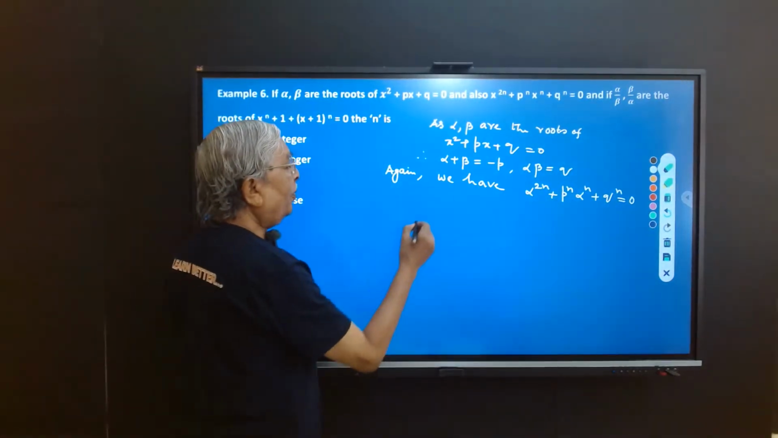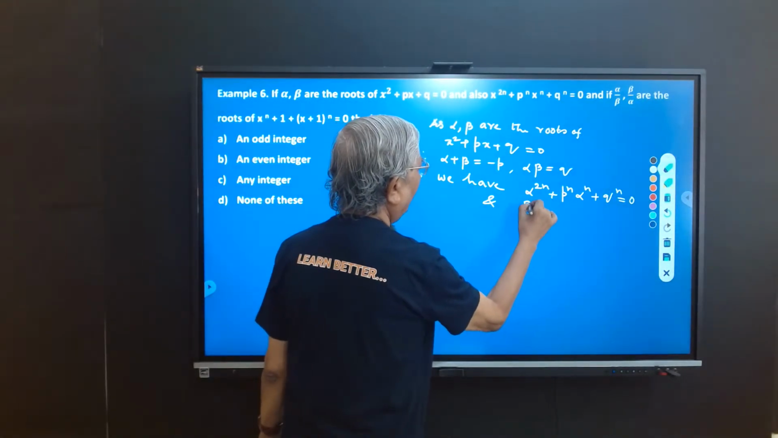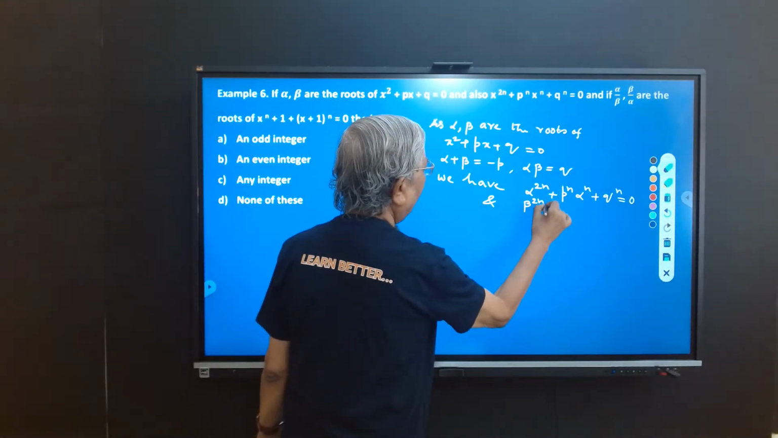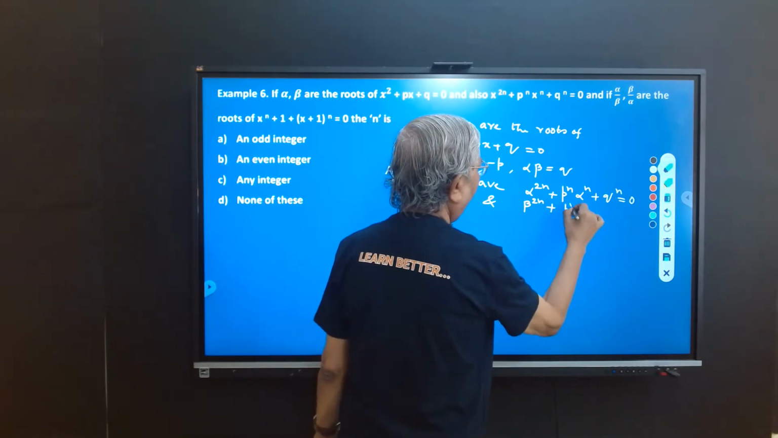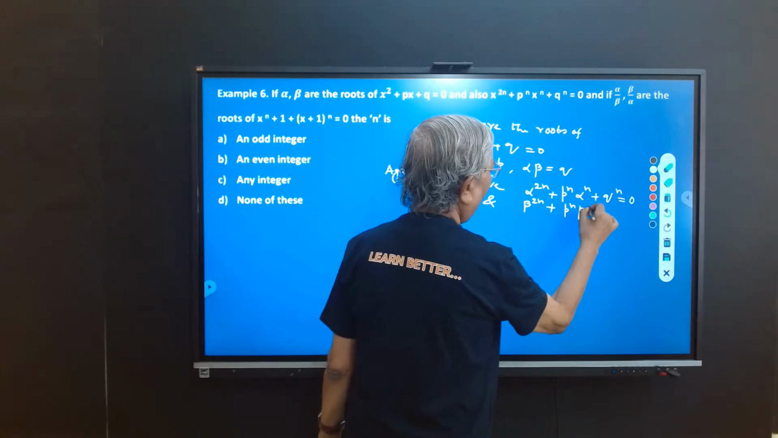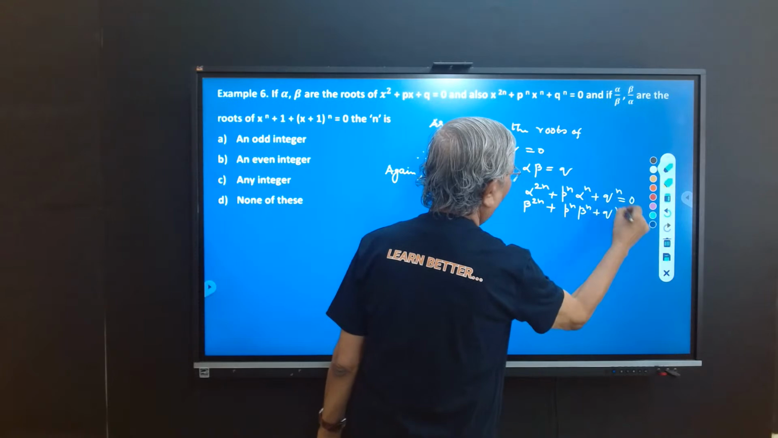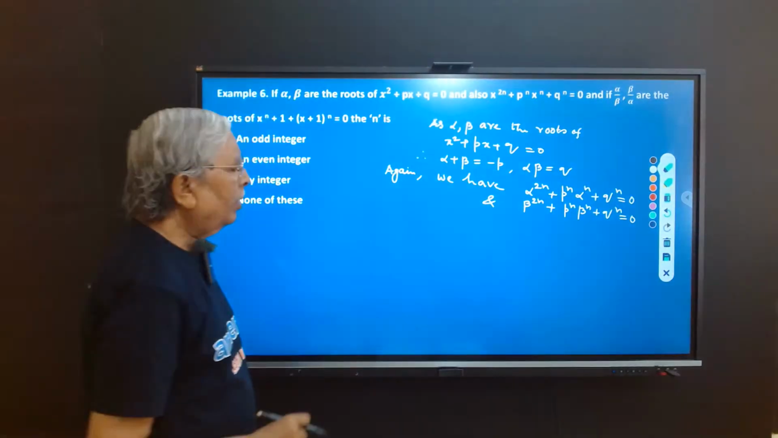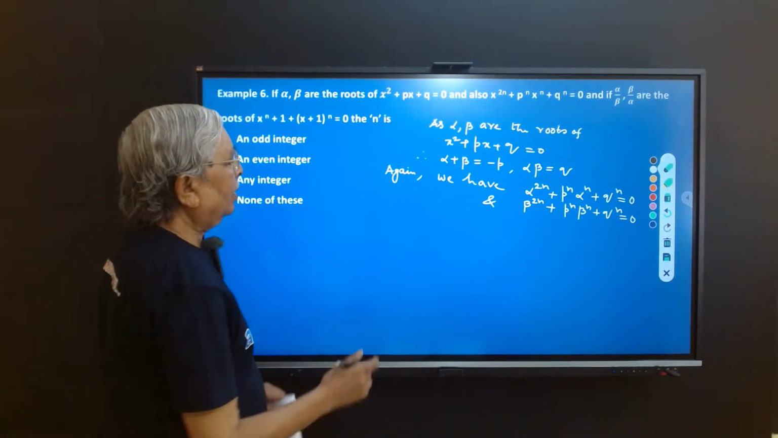And again beta is the root of this equation, so beta will satisfy this. So beta to the power twice n plus p to the power n into beta to the power n plus q to the power n equals to 0. Now what do you get subtracting these two equations?